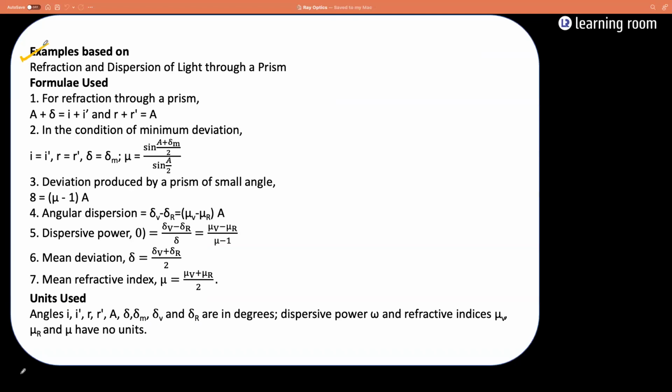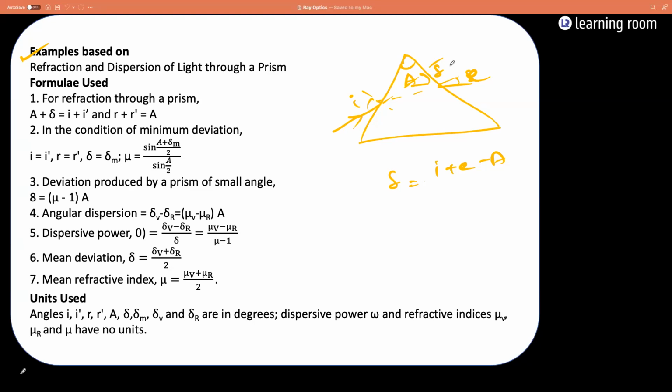Next, we'll see some problems based on prism. The concept of refraction through prism: what are all the parameters that we are going to see? If I take this to be the angle of prism, when the ray is incident at an angle I, then the angle of deviation delta is given as I plus E minus A. So delta is equal to I plus E minus A.